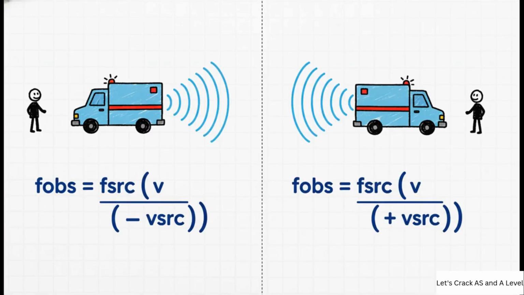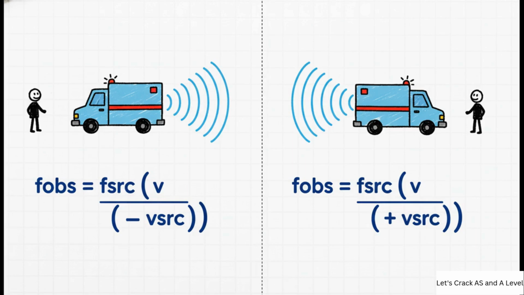Okay, so here's the crucial part. Think about it. When the source is moving towards you, the waves get all squashed together, right? So you hear a higher frequency. To get a bigger number from the formula, you need a smaller denominator, so you use the minus sign. And when it moves away, the waves stretch out, so you hear a lower frequency. To get that smaller number, you use the plus sign to make the denominator bigger.